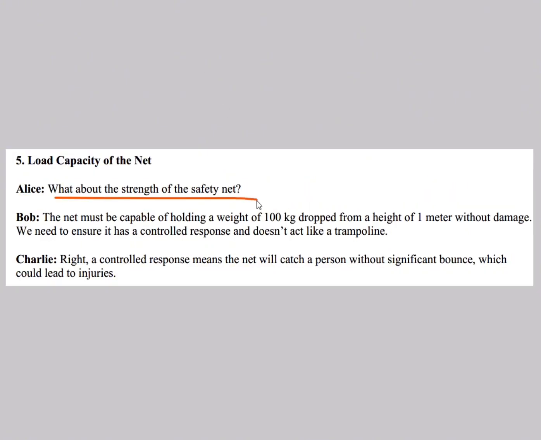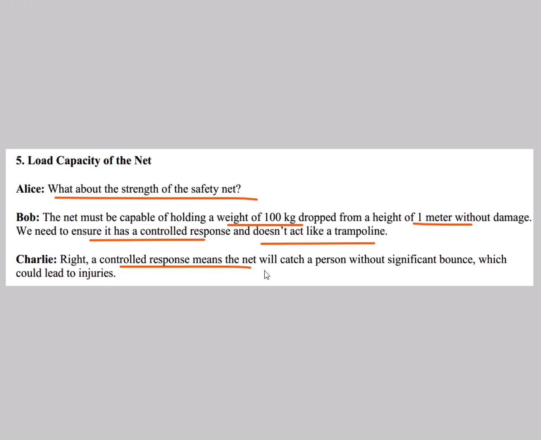What about the strength of the safety net? The net must be capable of holding a weight of 100 kg dropped from a height of 1 meter without damage. We need to ensure it has a controlled response. It does not act like a trampoline. So it should not act like a trampoline, to avoid any bounce effect, right?